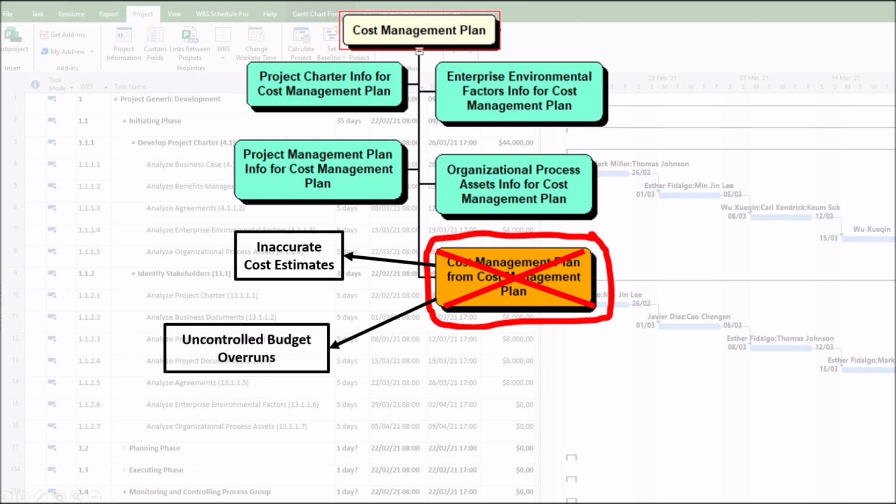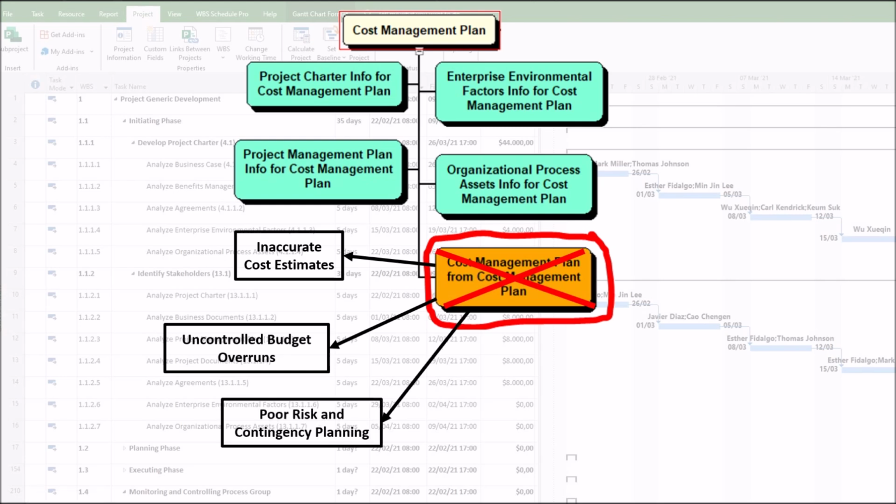2. Uncontrolled budget overruns. Without clear variance thresholds, minor cost deviations can spiral into major financial crises. For example, a 10% cost overrun without corrective actions could bankrupt the project.